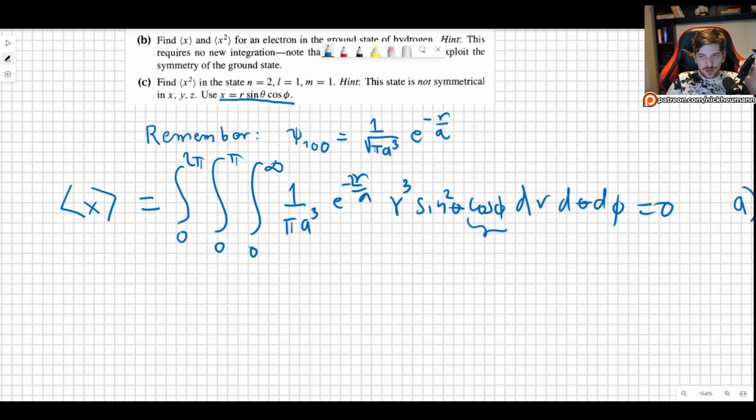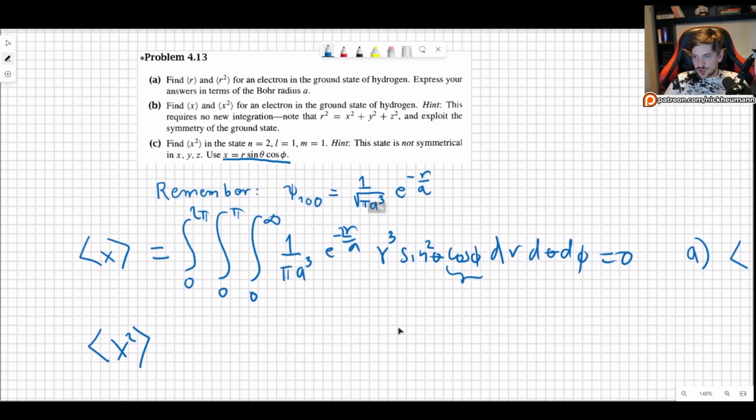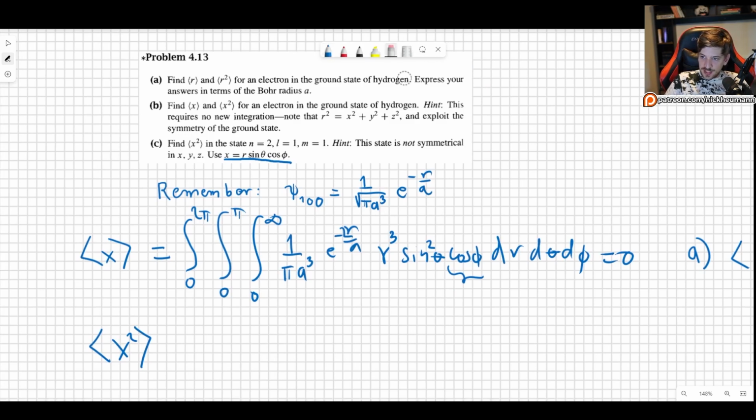Now let's go for the expectation value of x squared. So this is quite similar to what we had before. Let's maybe go back here. I'm going to use what we have already written down. So let's go for x squared here.